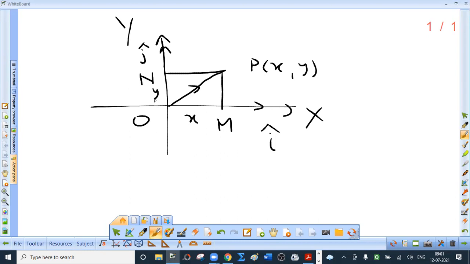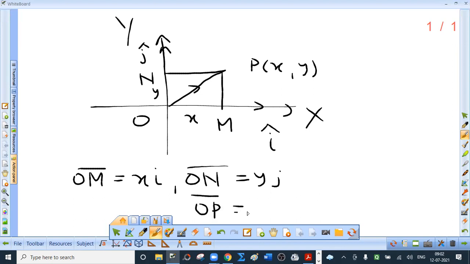Now OM bar and i cap are collinear. If two vectors are collinear, one can be expressed as a non-zero scalar multiple of the other. So what is OM bar? OM bar is nothing but x i cap. And what is ON bar? Note that ON bar and j cap are collinear. So ON bar can be expressed as a scalar multiple of j cap. So y j cap. Now quadrilateral OMPN is a parallelogram. So by the parallelogram law of addition of vectors, what is OP bar, which is usually written as R bar? It is nothing but OM bar plus ON bar.